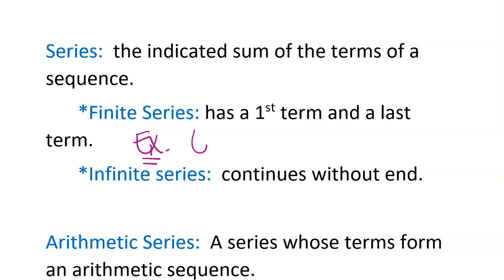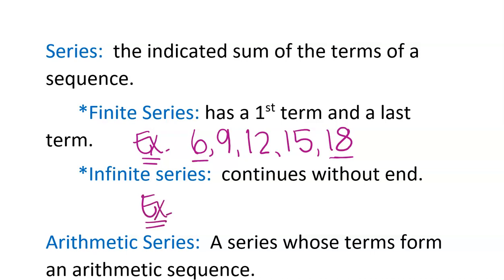Let's say we start with a term 6, then it goes to 9, then 12, then 15, and then 18. So if you notice, they have a first term of 6 and a last term of 18. It doesn't go any farther than that. An infinite series continues without end. So here's an example of an infinite series: 3, 7, 11, 15, and then it keeps on going forever. So an infinite series goes on forever. A finite series ends.